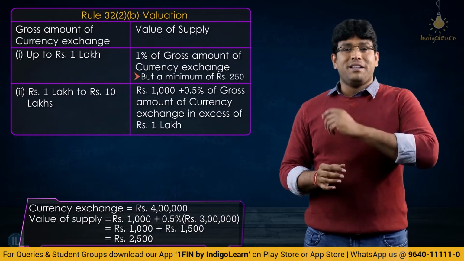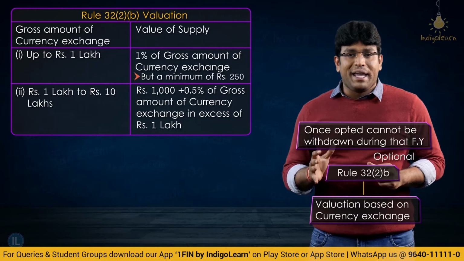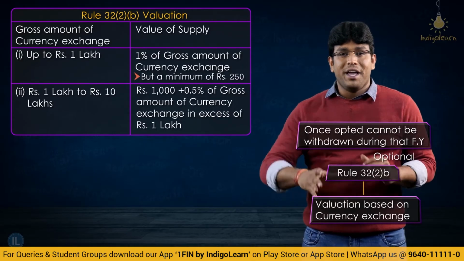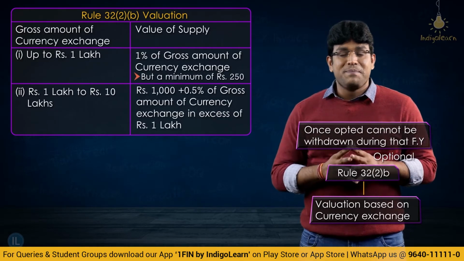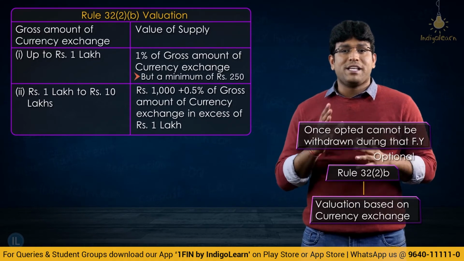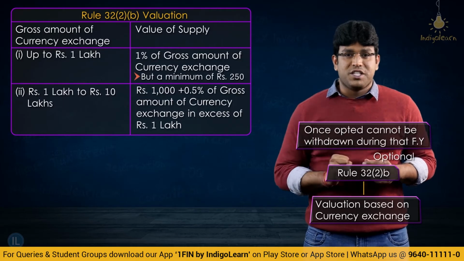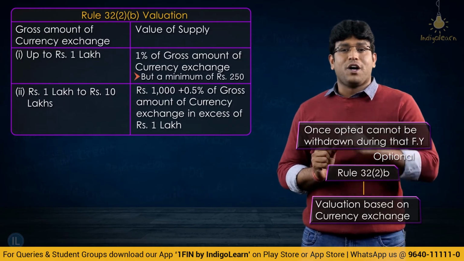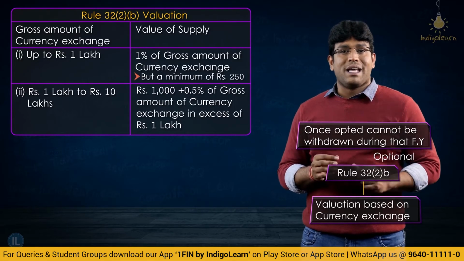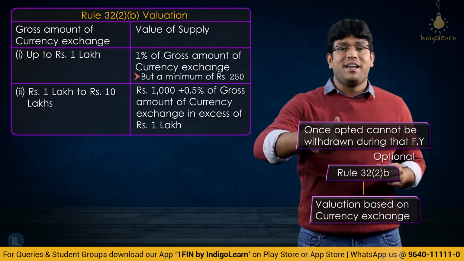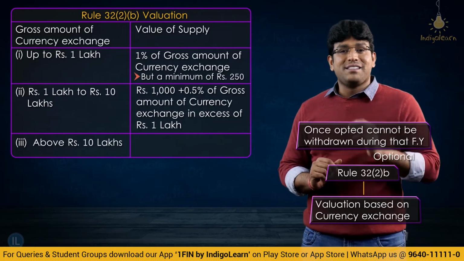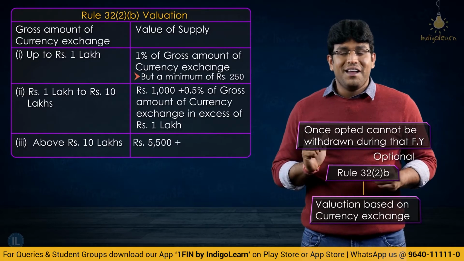So friends, let me repeat the concept once again. Rule 32.2b is an optional mechanism, but if it is once opted, it cannot be withdrawn during the remaining part of the financial year. An important point to be noted there is that in Rule 32.2b, valuation is based on the amount of currency exchanged. So up to 1 lakh, 1% of currency exchange, minimum 250 rupees. 1 lakh to 10 lakhs, 1000 plus 0.5% of currency in excess of 1 lakh. Finally, last one, above 10 lakhs, then the answer is 5500 plus.